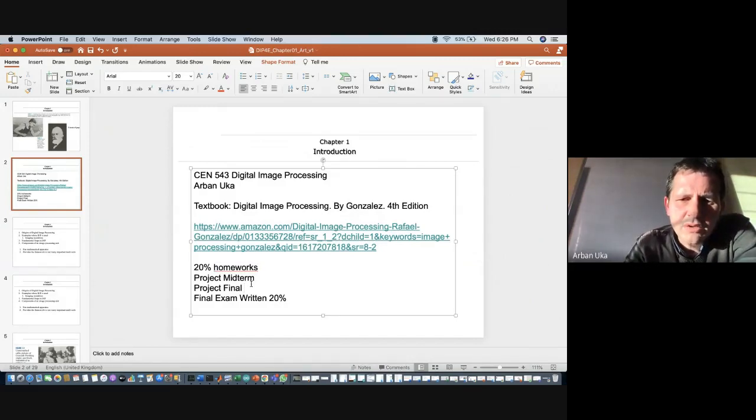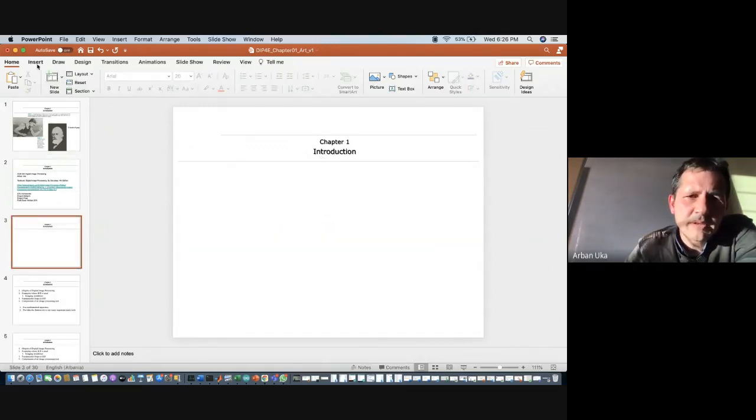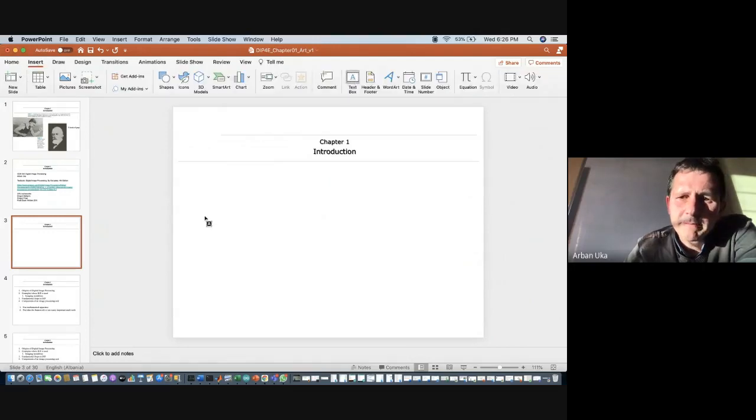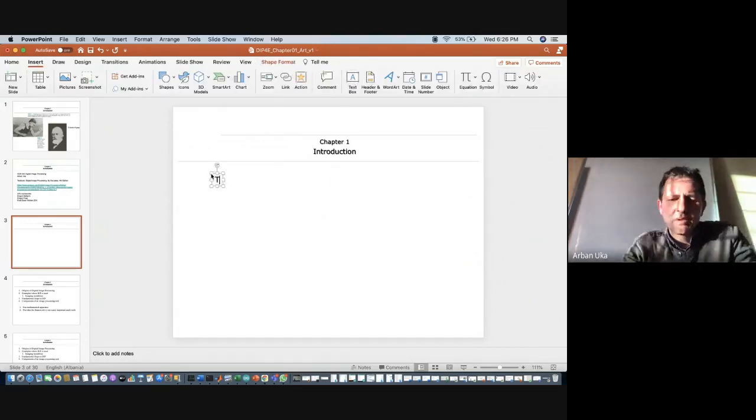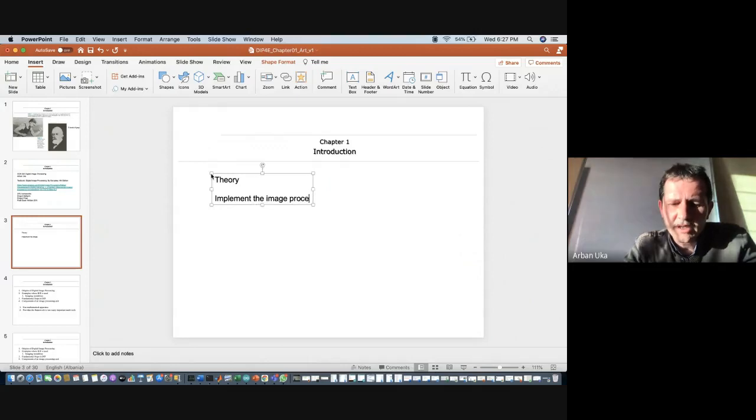In this course, we'll cover the theory of image processing, and we're going to put importance also on implementing. Sorry, text box. Okay, so we'll cover the theory here, but it is also important to implement the image processing techniques in any programming language.